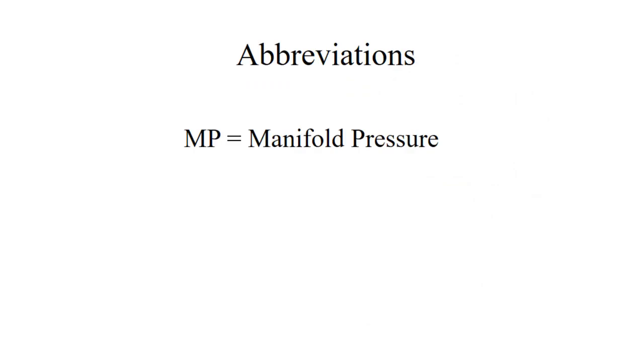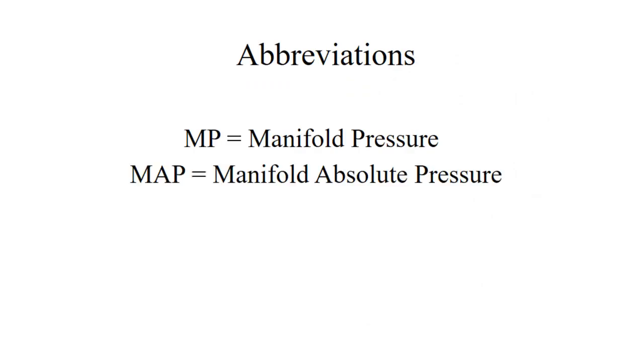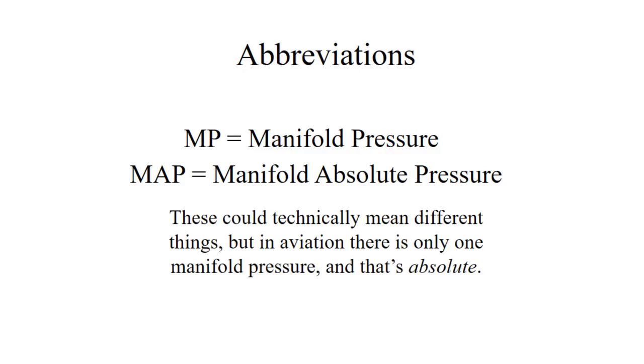There's a number of abbreviations that people use for this, or two anyway, MP and MAP. MP is probably the most common. These two abbreviations could technically mean different things, and you may even find places in your text where they make a distinction, but from a pilot point of view, they all mean the same thing. And we're talking about what you see on the manifold pressure gauge if the aircraft is equipped with a manifold pressure gauge.